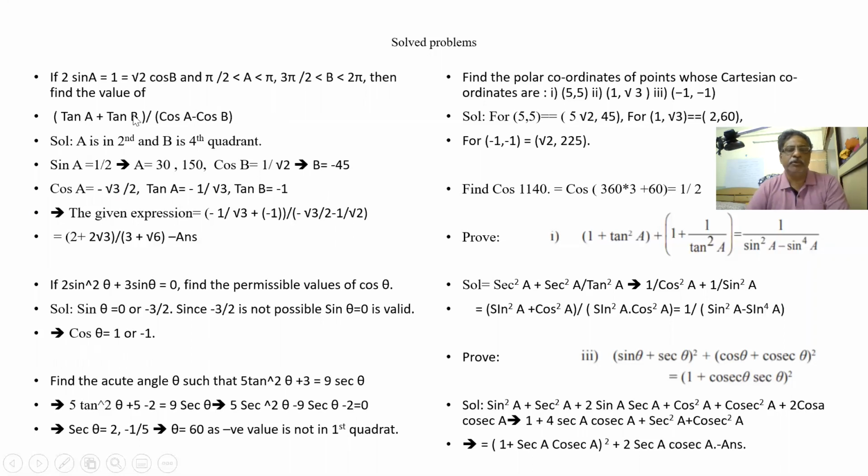So we should be able to find out what sin A is. Sin A is 1 by 2, that means A is 30 degrees, or it can be 150 also. Since it is in the second quadrant, A is 150. What is cos B? 1 by root 2, that means 45. B is in the fourth quadrant, that means minus 45.